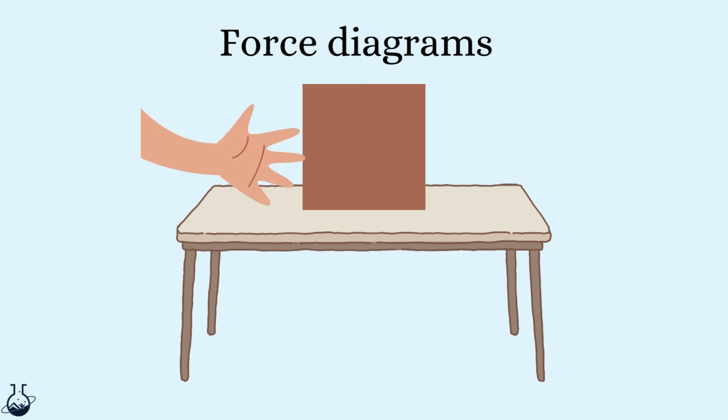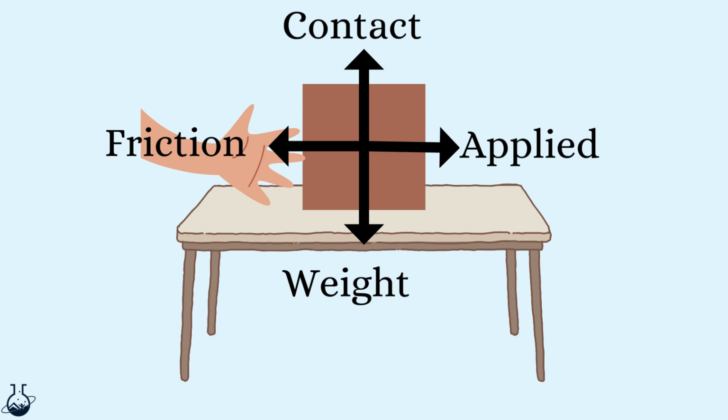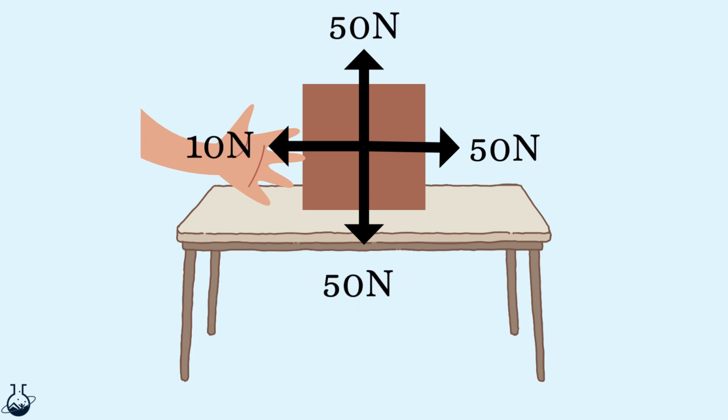Now let's say someone comes along and pushes the box out the way. We still have the box's weight and reaction force, but now we also have the applied force and friction acting in the opposite direction as a result of the box rubbing against the table. Voila! Arrows, directions, and labels. We can also show the magnitude of the forces like so. Remember, forces are measured in newtons, given a capital letter N.